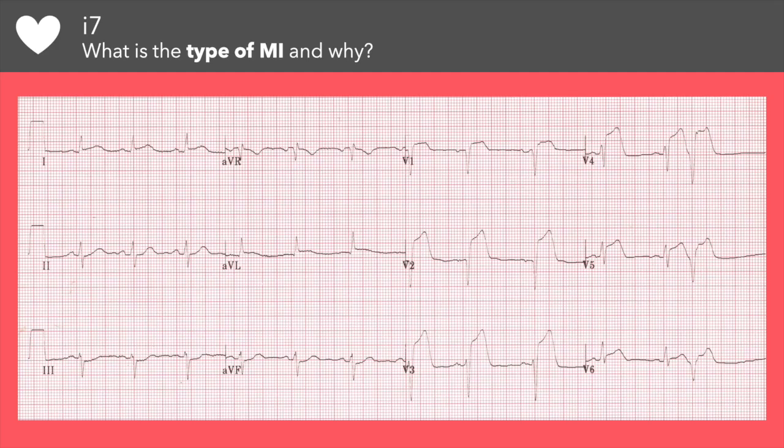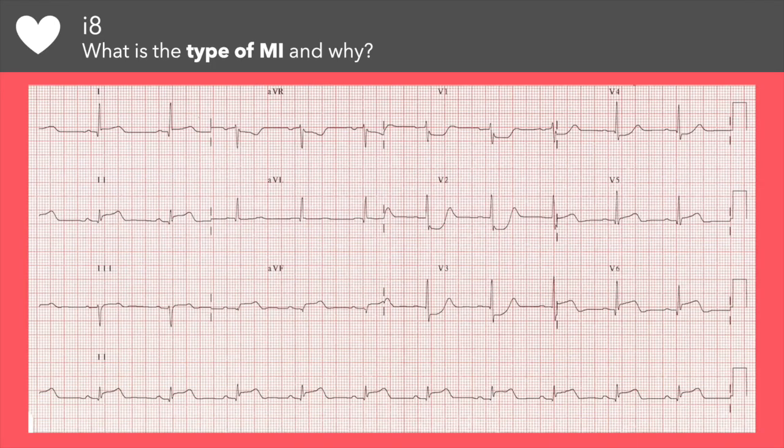We see ST elevation in V1 to V6 and 1 and AVL. This is anterolateral MI. There's some reciprocal ST depression in 3 and AVF. We're seeing some Q waves in V1 and V2.